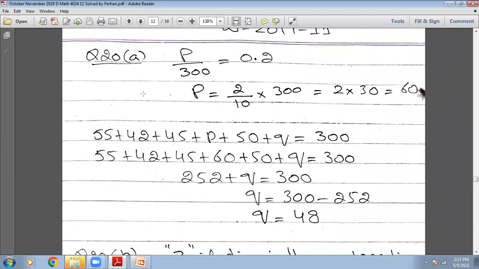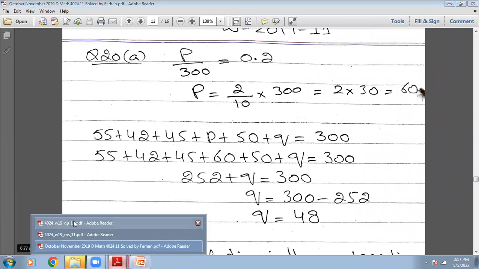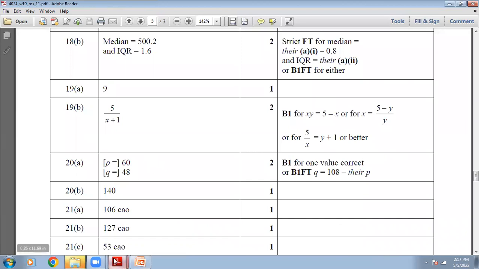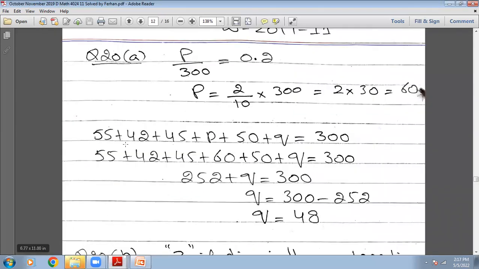Here we go. So P by 300 is equal to 0.2. So P will be equal to 2 by 10 multiplied by 300. So 2 multiplied by 30, and that will be 60. So that will be 60. Let me check the answer, sir. So the value of P is 60. So our answer is right.